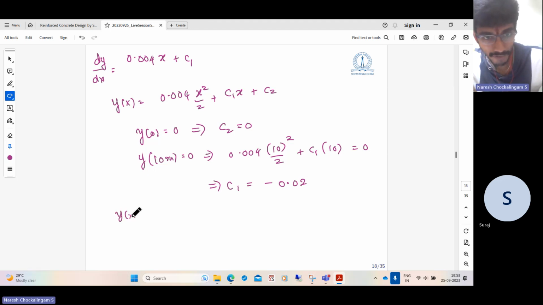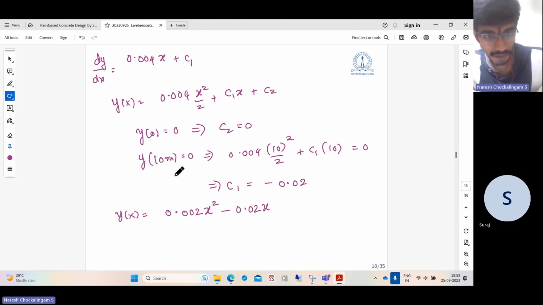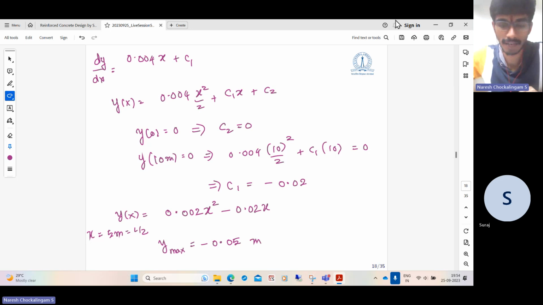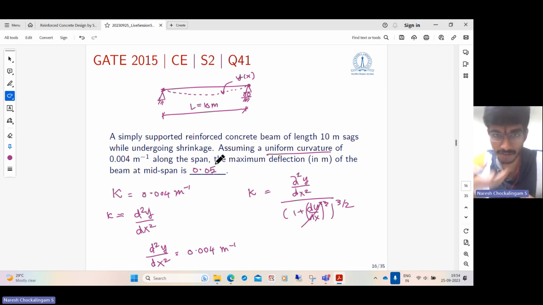So the deflected shape of the beam is given by 0.004 by 2 is 0.002 x square minus 0.02 x. What are they asking? They're asking the maximum deflection due to shrinkage. So maximum deflection, they said it happens at the midspan. So just substitute x is equal to 5 meters, just L by 2. Substitute in this, you get the maximum deflection as minus 0.05. So the maximum deflection due to shrinkage is about 50 mm, 5 centimeters. That's all.